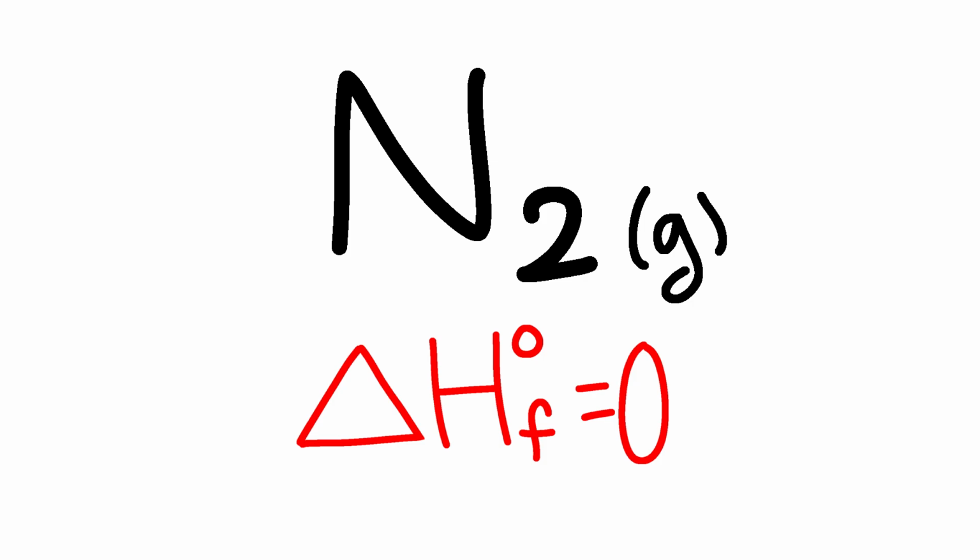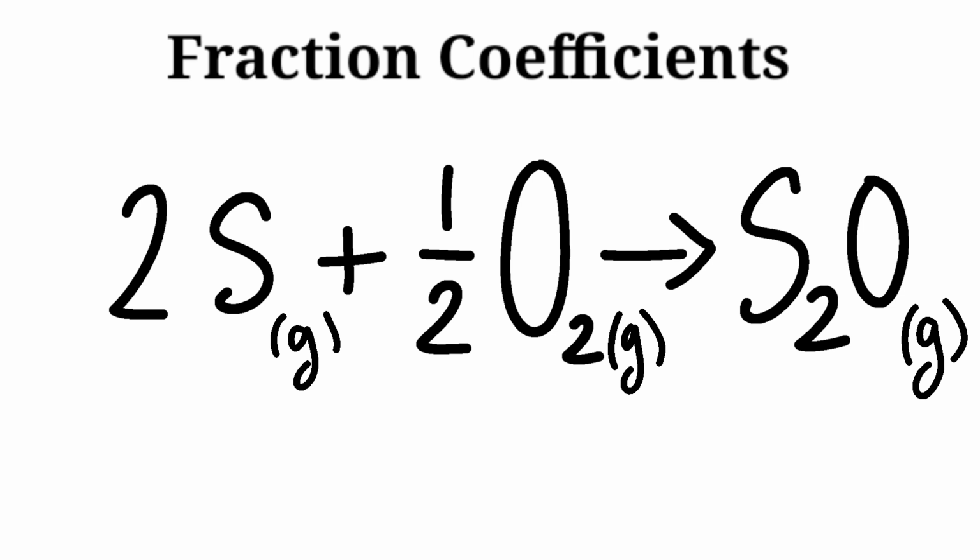For example, delta H of formation of N2 gas is 0 because it doesn't take or release any energy to form it. Sometimes you'll see a fraction as a coefficient for one of the component elements. For example, the reaction for the formation of 1 mole of S2O is 2S plus 1/2 O2 gives us S2O. In this case, to get 1 mole of the products, you only need half a mole of one of the reactants. But what do we use enthalpies of formation for?